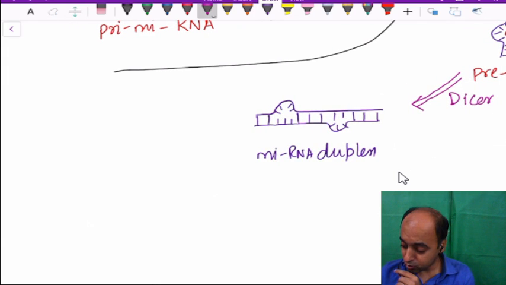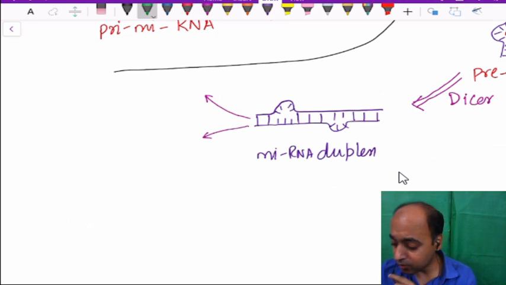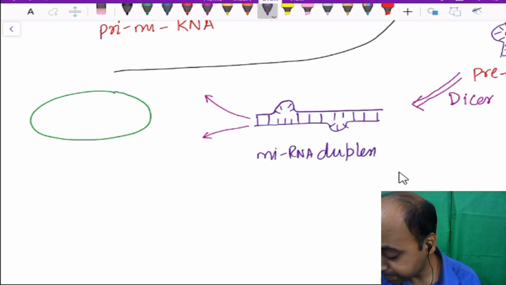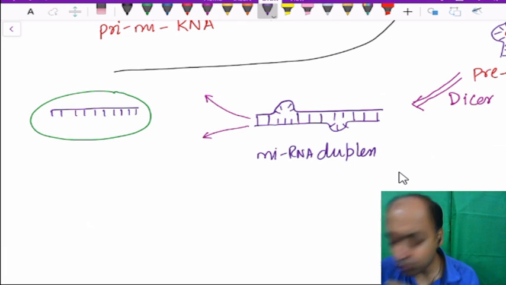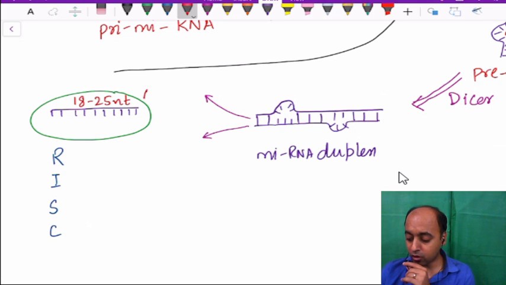At this point, the two strands are separated, and one of these strands is loaded into a protein complex known by the name RISC. The microRNA, which the RNA which has been loaded, is very small, 18 to 25 nucleotide long, and that is why it is called the microRNA.